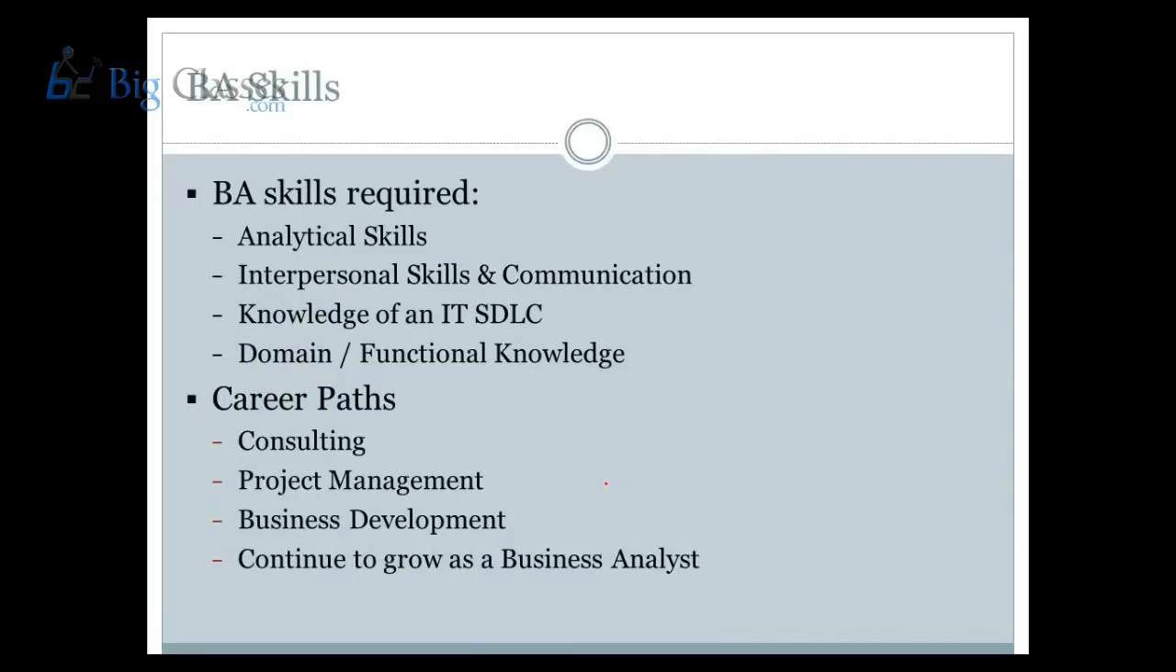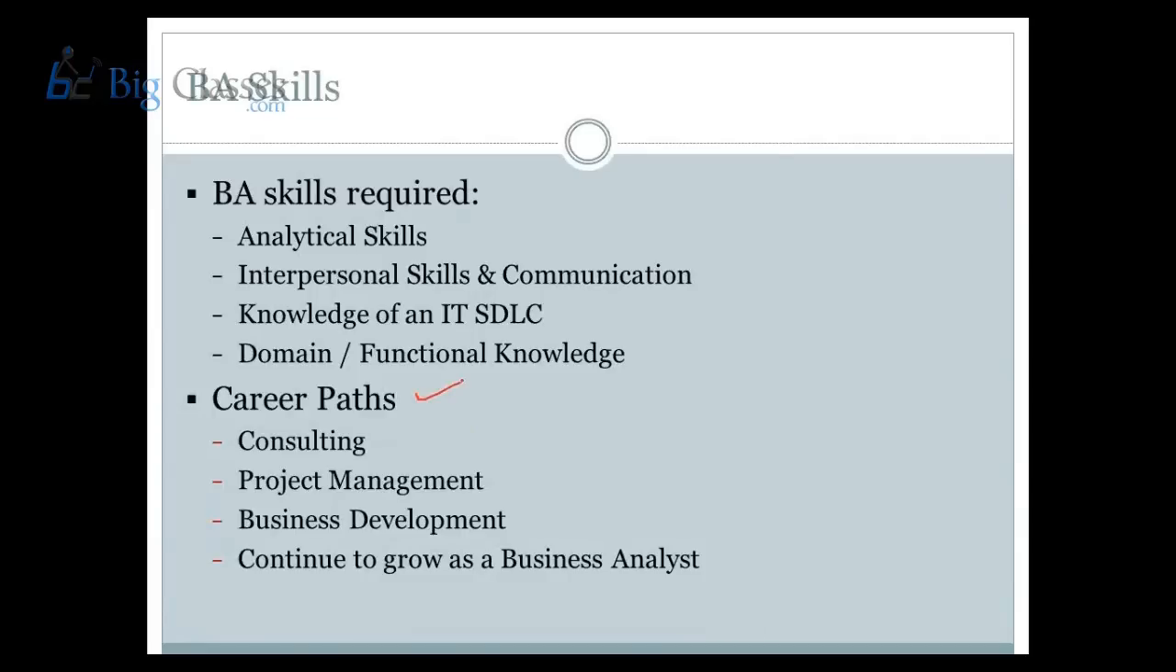You have your own career aspirations. Other roles like project management, business development, or consulting pay you a lot more compared to a business analyst, so you tend to move into those roles. That's the future career path for a business analyst as well.